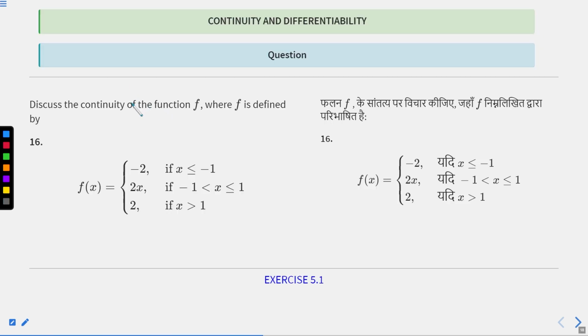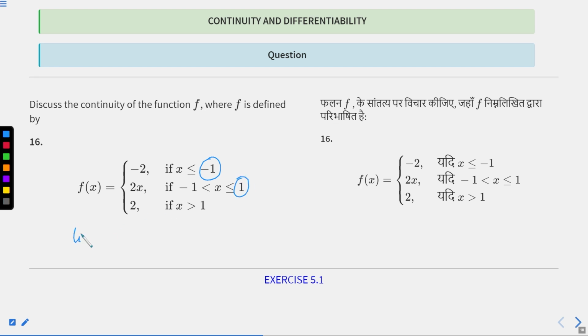Here we also have to discuss continuity. It is quite simple. You always have to check the endpoints given in the piecewise function, like 1 and minus 1. Otherwise it will be continuous at every point except these, and we do not have to check the other points. You can directly see that. Now here we have to check for 1 and minus 1.